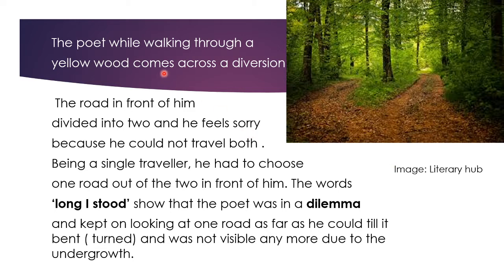So the poet, while walking through a yellow wood, comes across a diversion. The road in front of him divided into two, and he feels sorry because he could not travel both. Being a single traveler, he had to choose one road out of the two in front of him. The words "long I stood" show that the poet was in a dilemma and kept on looking at one road as far as he could till it bent, that means it turned, and was not visible any more due to the undergrowth. Now let's move on to the next stanza and see what happened.